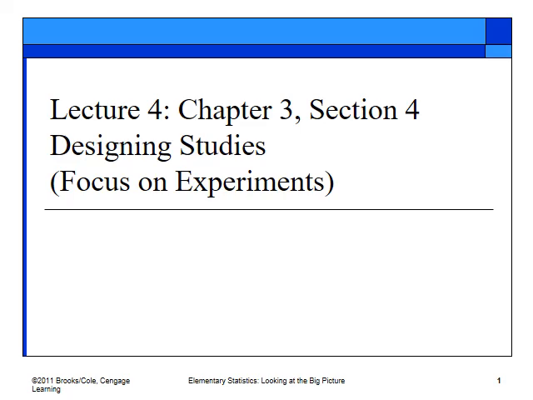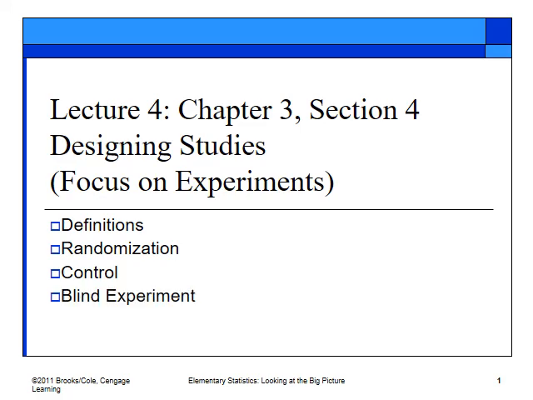This video will cover section 4 of chapter 3. In this section, we'll be looking at experiments. We'll look at definitions of some terms involved with experiments, the necessity and the importance of randomization, the idea of a control in an experiment, blindness in an experiment, the pitfalls of running experiments, and some specific designs of experiments.